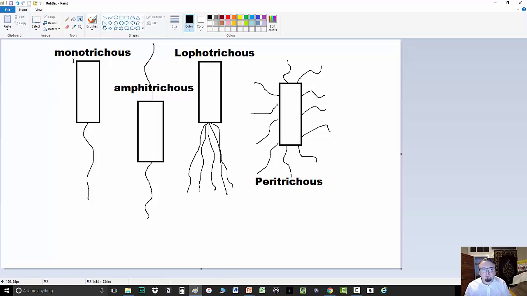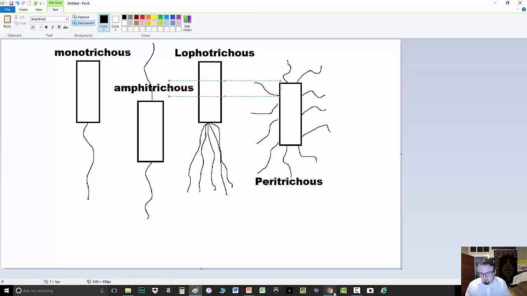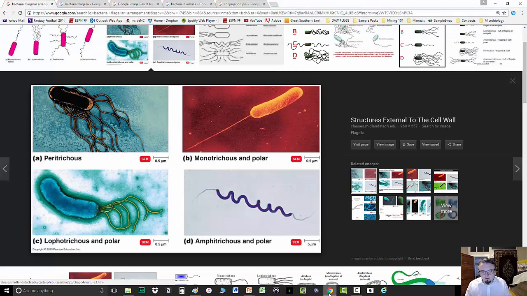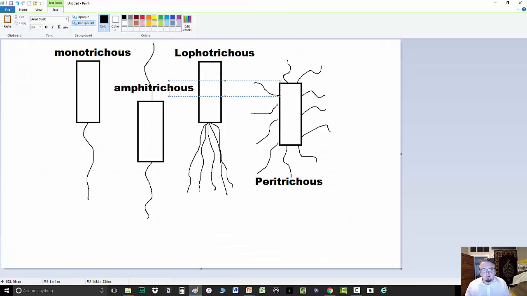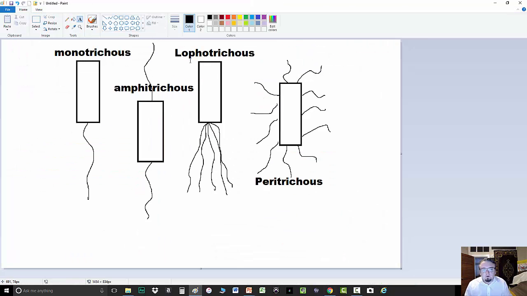So once again, be able to identify these. You might be asked to spell them. You know what? I just realized I misspelled one of those. No, I didn't. Sorry. Make sure that you're able to recognize and spell these terms, and then make sure that you can even make a drawing of them yourself if asked to. I might say draw monotrichous flagella or something like that.